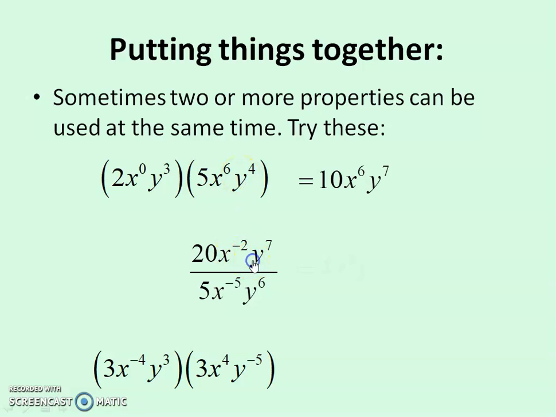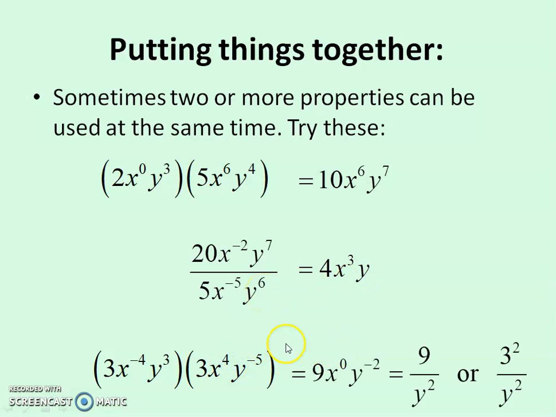In this case, I divide my coefficients, 20 divided by 5. I subtract -2 minus -5, -2 plus 5, and 7 minus 6. That's how I end up with this. And in this case, if I end up with 3 times 3 is 9, the x's, when I add -4 plus 4, those cancel out. And y, 3 minus 5 becomes -2.